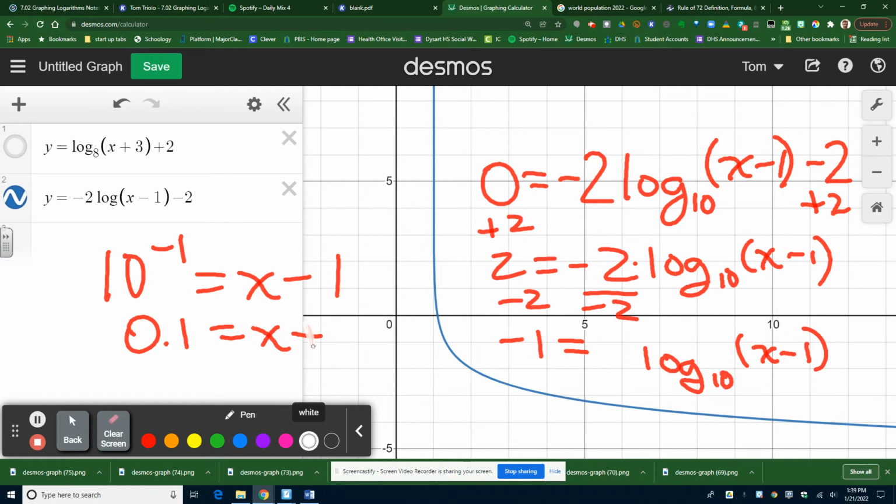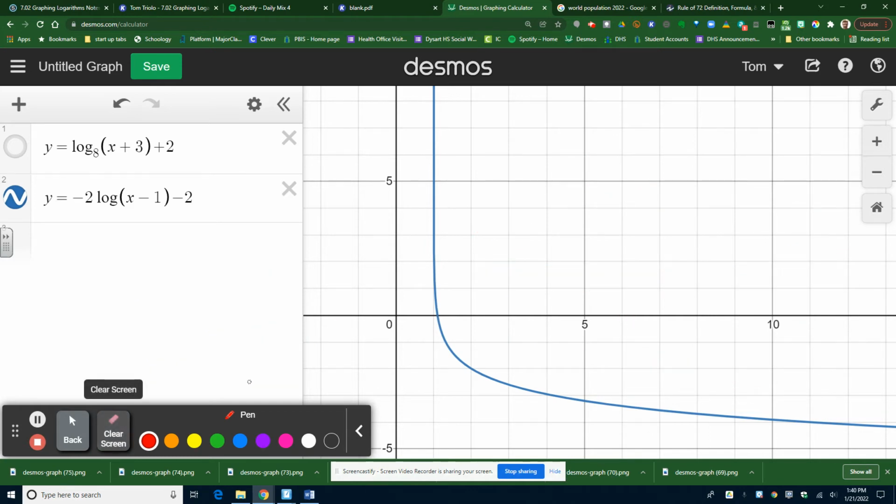Okay. So x minus 1. Brilliant, Matthew. I've got to remember that. So add 1, and there's my 1.1. And that's why the x-intercept is 1.1. At some point, do you think you're going to be solving these? Yeah. Today, not so much. Next week, I'm going to teach you how to solve logarithmic equations.